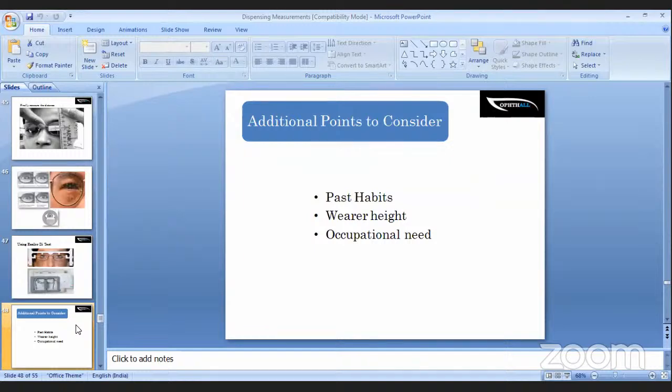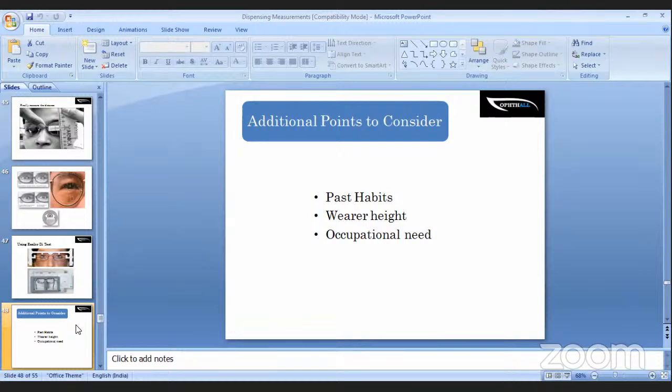Now, while measuring a patient's segment height, some important things need to be considered. Past habit is one of the important criteria that you must consider. If the patient is using an abnormally high height, then in an ideal scenario you should maintain that, because if you correct it and fit it at the standard height, probably the patient might complain. So past habit is very, very important to maintain. So while measuring, you must make sure that you check the segment height of the existing spectacle.